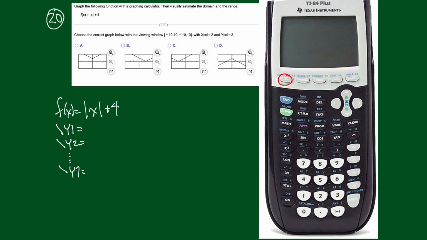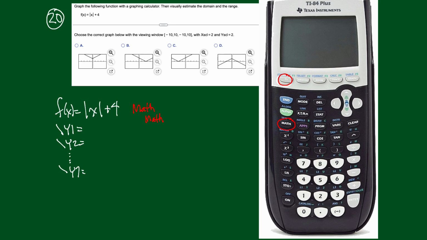Now, what you're going to type is this. You want the absolute value. We have to get the absolute value, so here's where it is. On your calculator, you're going to press this key right here. You're going to press math. So press that math key. Then what comes up is this.